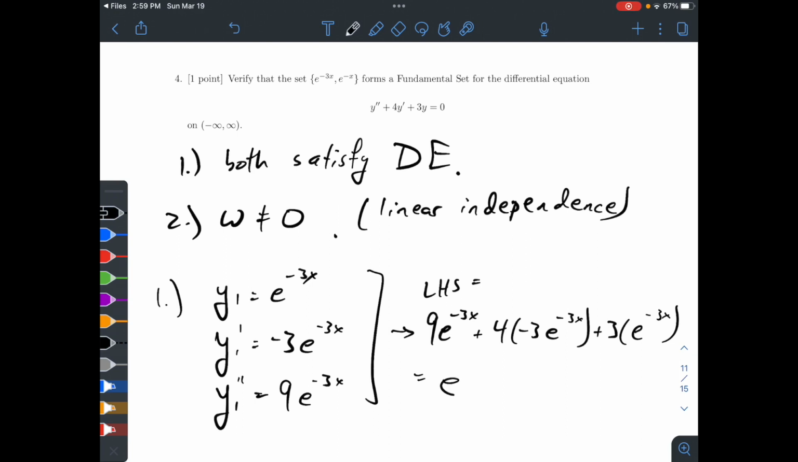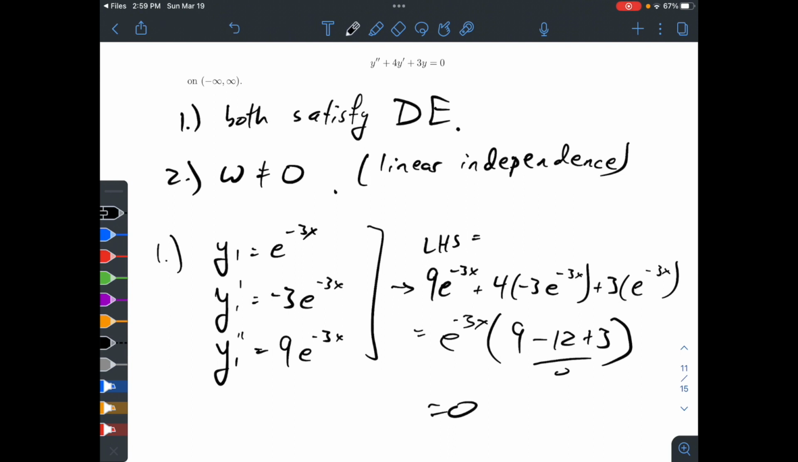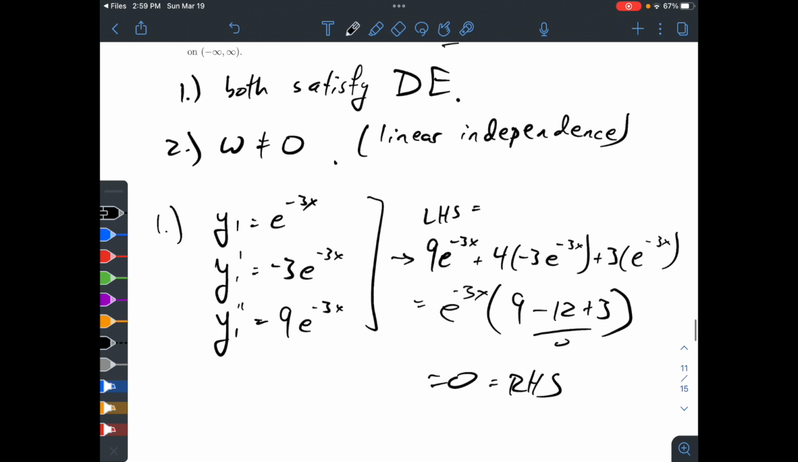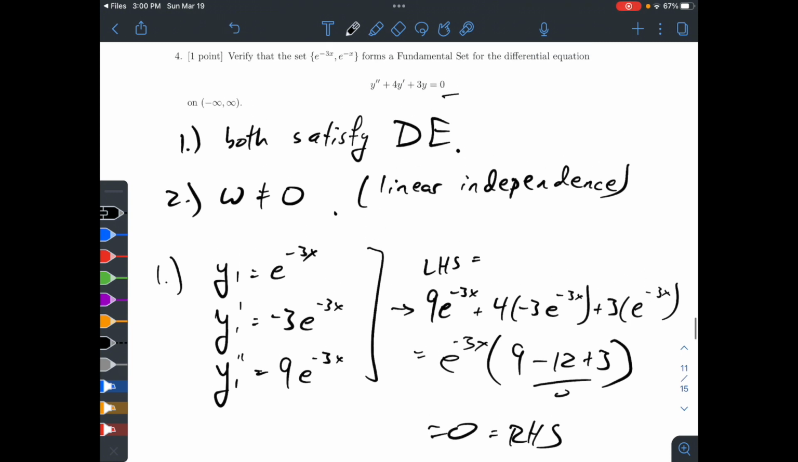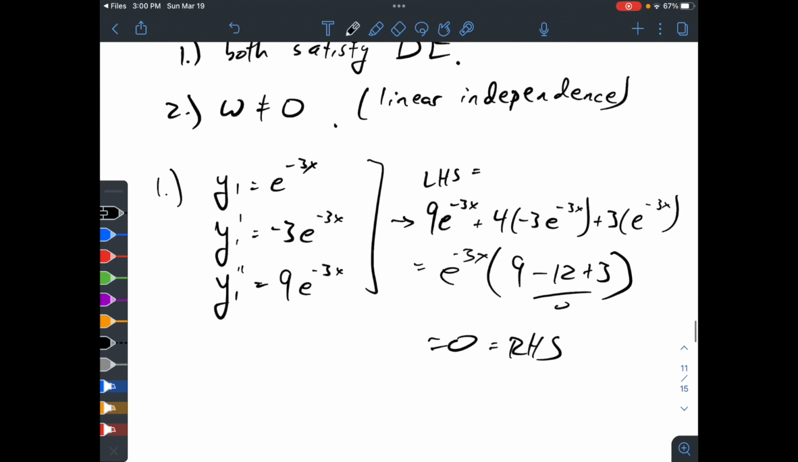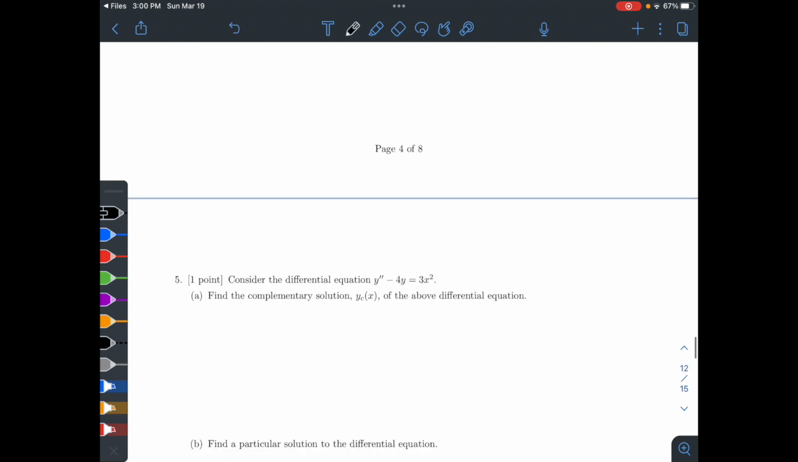And so I could factor out an e to the negative 3x from everything. I get 9 minus 12 plus 3. That's 0, so this whole thing is equal to 0. And that's what our right-hand side of the differential equation is. So it satisfies the differential equation, right? We've been doing this stuff since day 1, I think, maybe day 2. So yeah, you do it for y1, you do it for y2, and then you compute the Wronskian. Same old, same old.